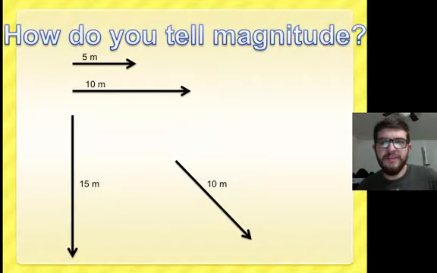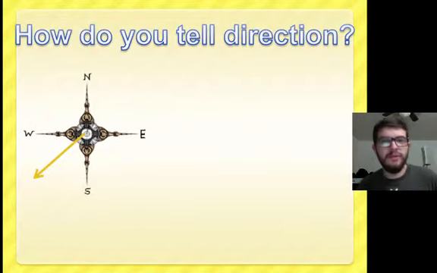So how can you tell the magnitude just by length? Well, we're going to do it by scale. So if you have an arrow that you know is 5 meters, then an arrow that is twice as long as that is going to be 10 meters. And no matter where it's pointed, as long as it's the same length, it's always going to mean 10 meters. So length equals magnitude.